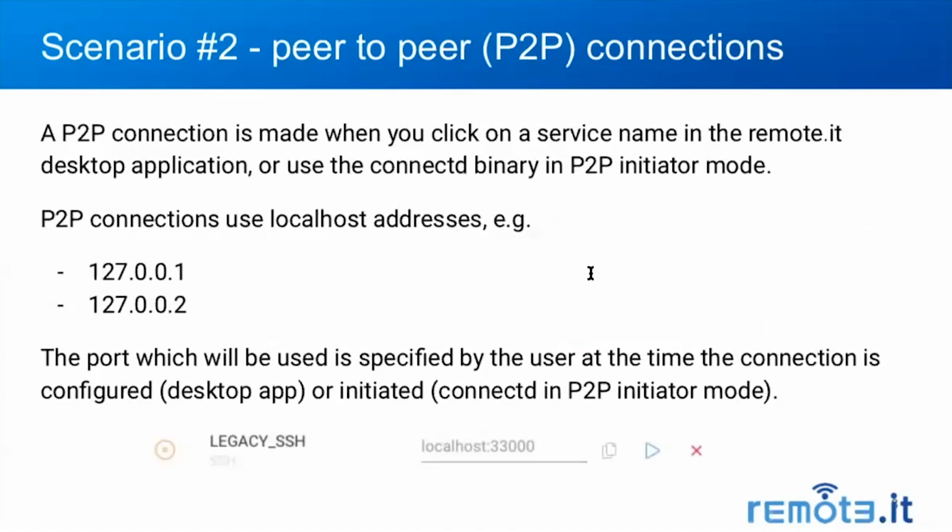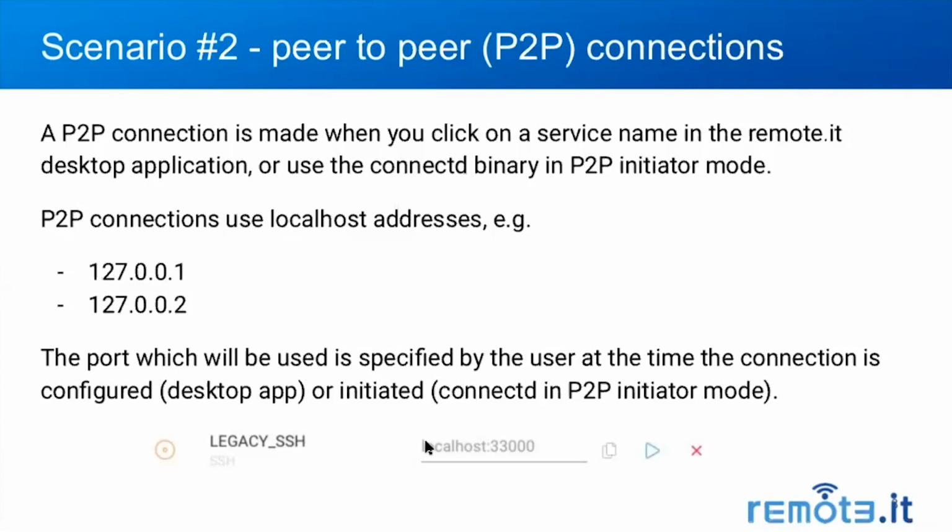The next scenario that you may encounter is a peer-to-peer connection. And this is made when you click on a service name in the remote.it desktop application, or when you use the connectee binary in peer-to-peer initiator mode. And both of these scenarios are documented up at our docs.remote.it website. So a peer-to-peer connection uses a localhost address such as 127.0.0.1. And the port which will be used is specified by the user, and that's you, at the time the connection is configured in the desktop app.